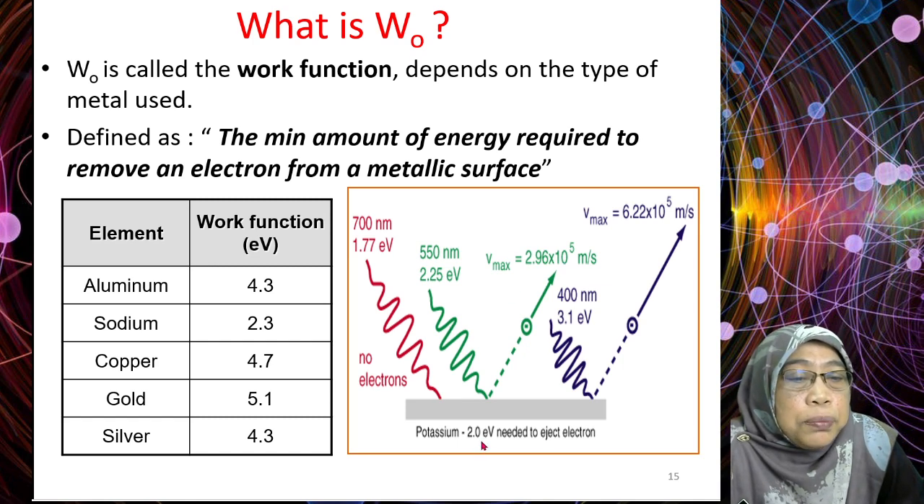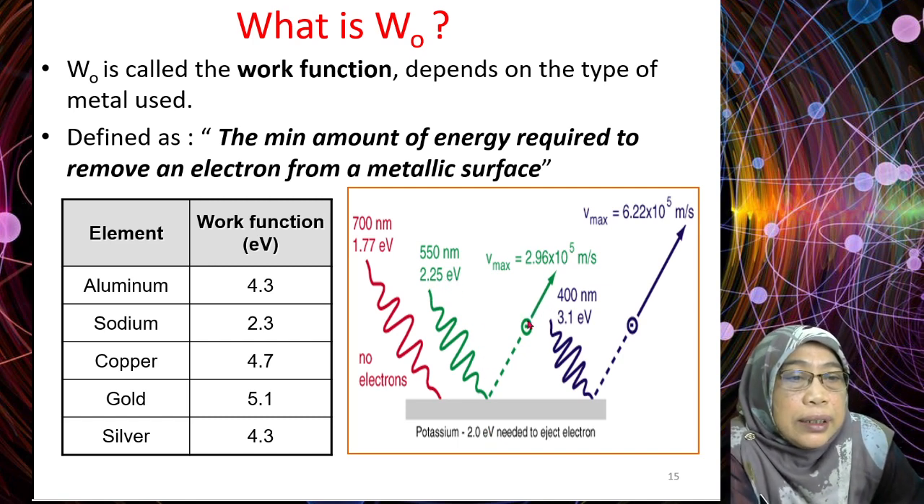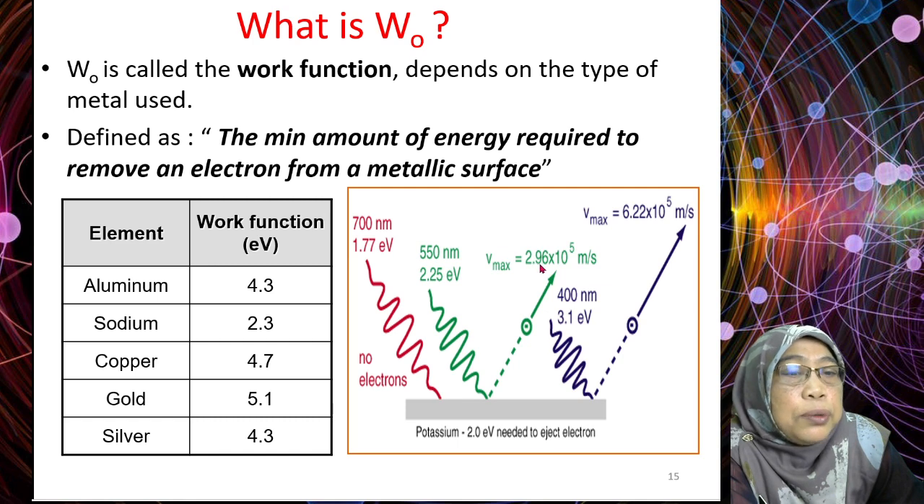2.25 minus 2.0 electron volt, the other 0.25 electron volt going to the kinetic energy of the ejected electron. Then when you calculate the velocity of the ejected electron, you get 2.96 times 10 exponent 5 meters per second by using the equation of kinetic energy, half mv squared.